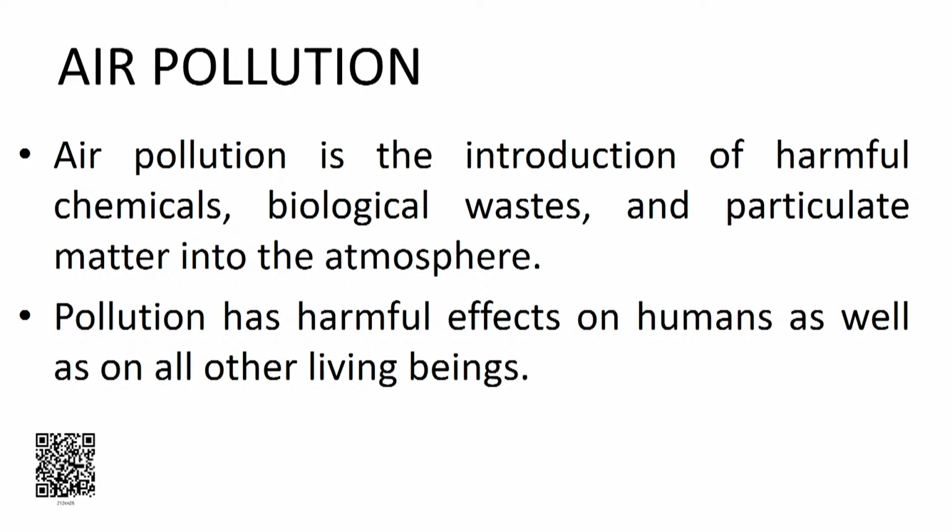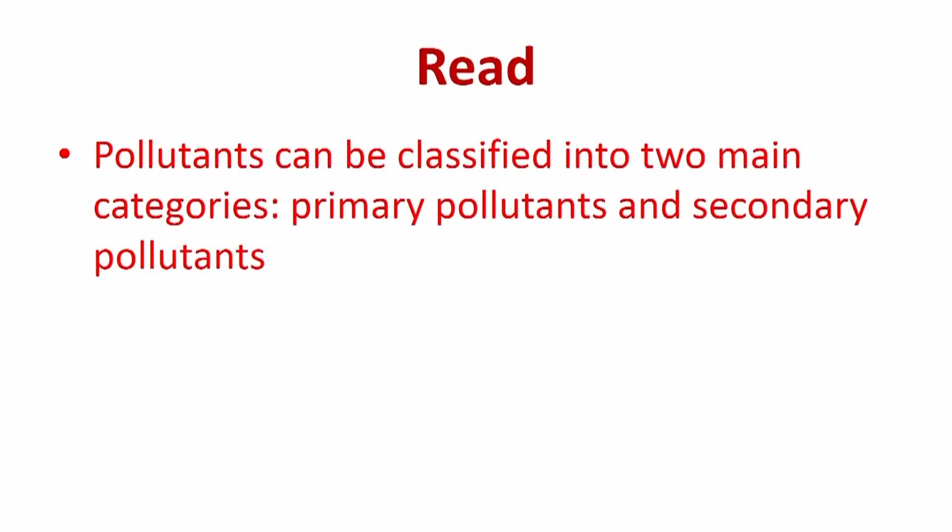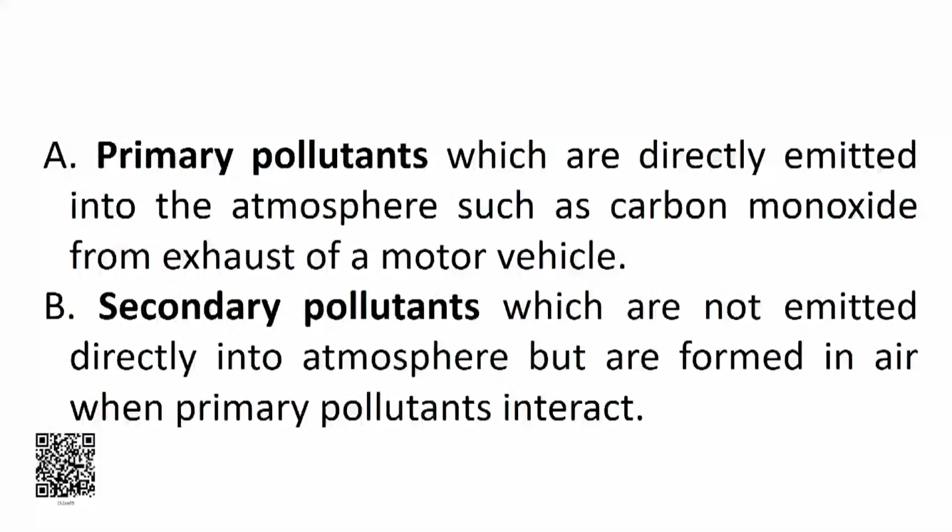Pollution has a harmful effect on humans as well as on other living beings and non-living beings too. So, pollutants may be classified into 2 main categories, that is primary pollutants and secondary pollutants. What are primary pollutants? They are directly emitted into the atmosphere, like carbon monoxide from the exhaust of a motor vehicle. Secondary pollutants are not emitted directly into the atmosphere but are formed in air when primary pollutants interact.